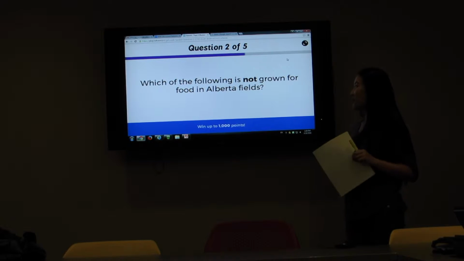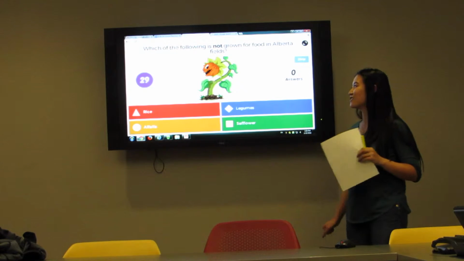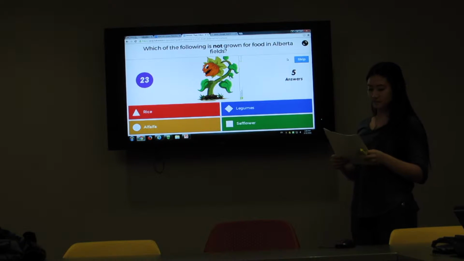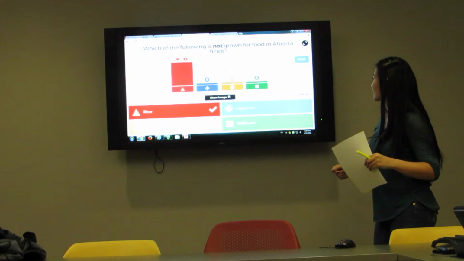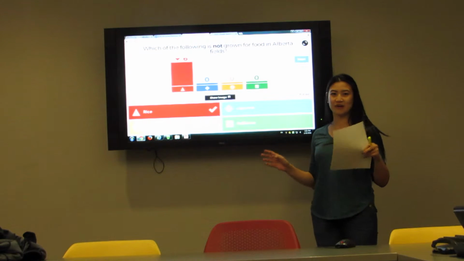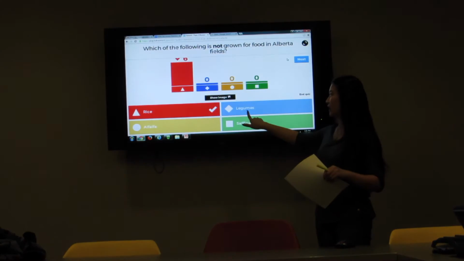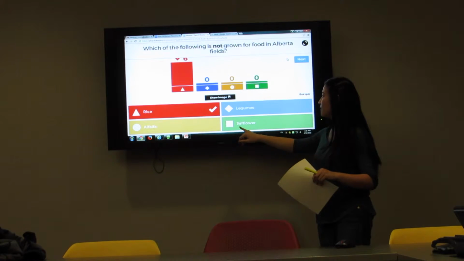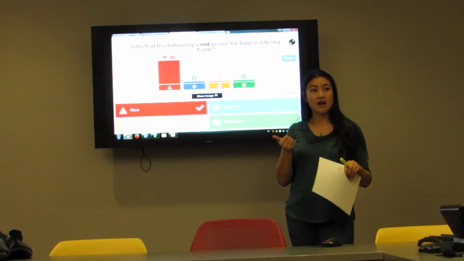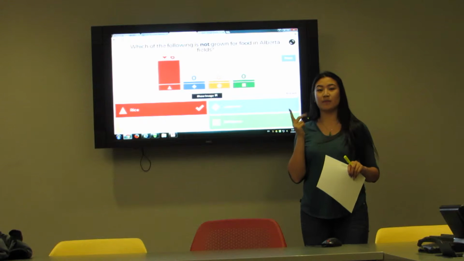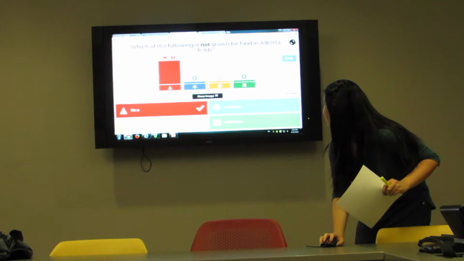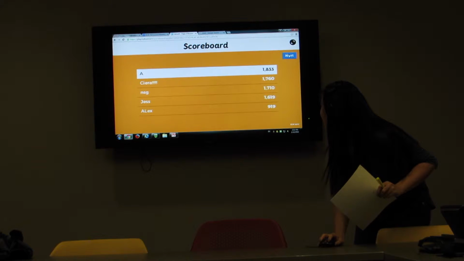Which of the following is not grown for food in Alberta fields? You have 30 seconds. Yay, you all got it right. There's a couple food crops that are grown in Alberta. One of them is legumes, another one is alfalfa, and there are specialty crops such as safflower. But our number 1 crop is wheat, our number 2 crop is oats, and our number 3 crop is barley. So remember, if you remember that from last class, okay? Let's see our results. Nice. Everyone's got some points up.